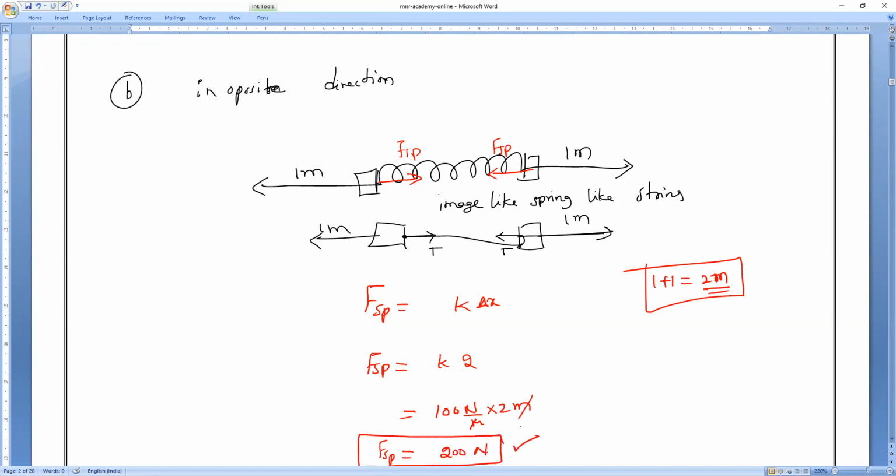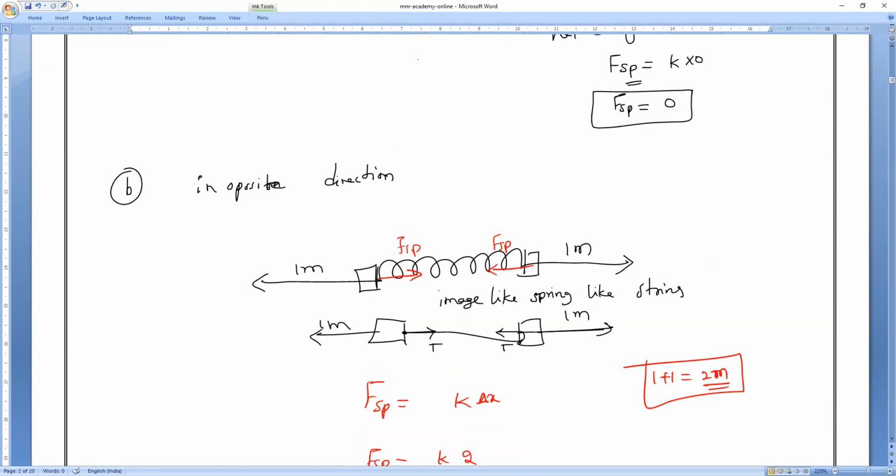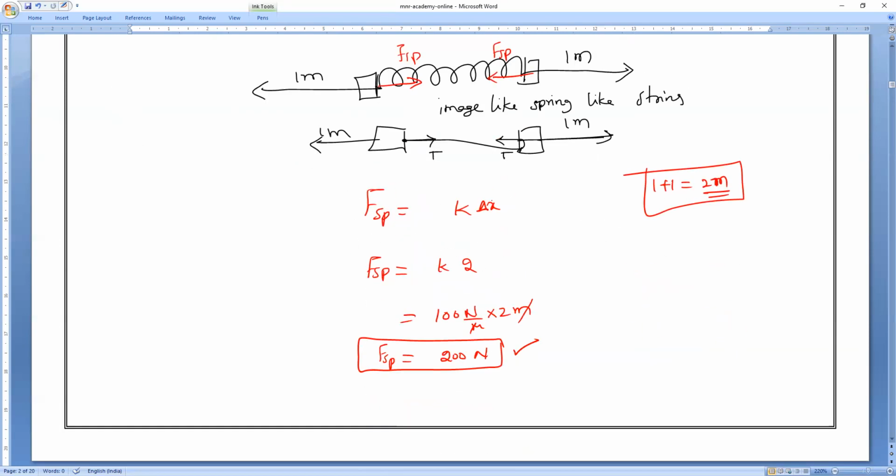Do you all understand how to find it? So that is what. If it is in the same direction, the spring force is 0. If it is in the opposite direction, the spring force is 200 Newtons. The force exerted on the spring at every point is 200 Newtons.